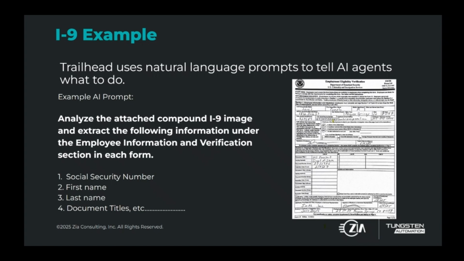Trailhead uses natural language prompts to tell the AI agents what to do. It can work with cloud-based AI platforms like ChatGPT, or it can provide on-premise AI models if the data and documents cannot leave your site.